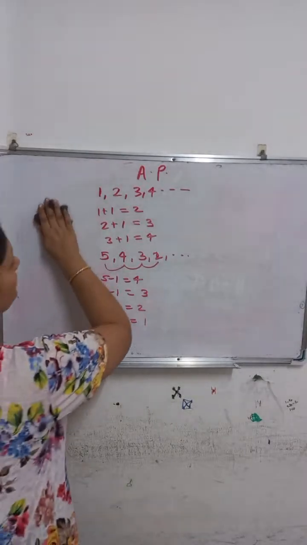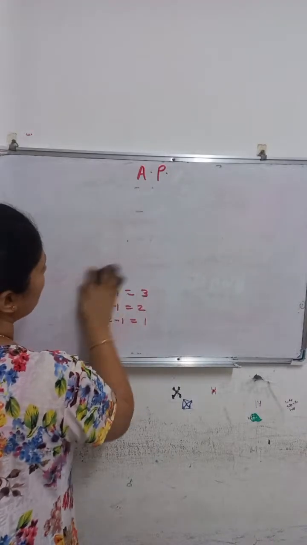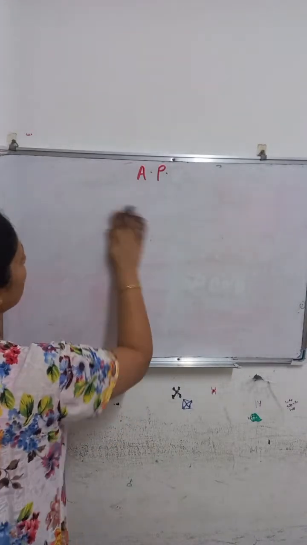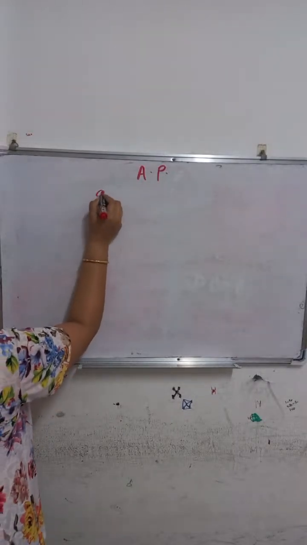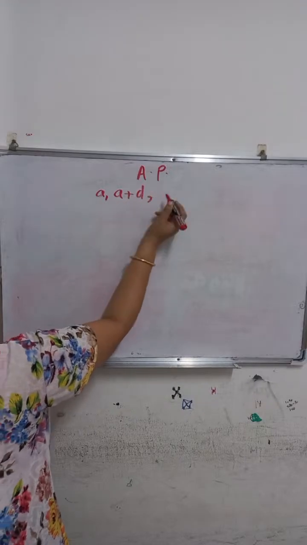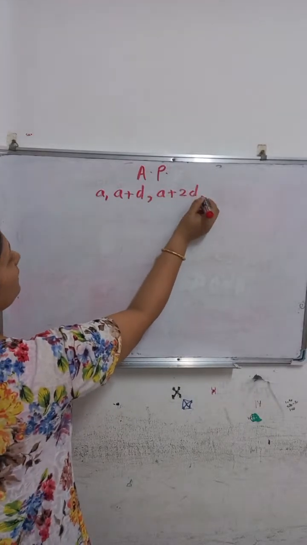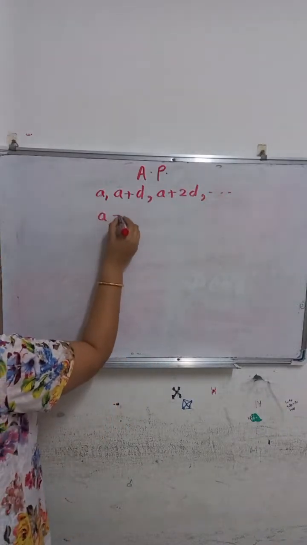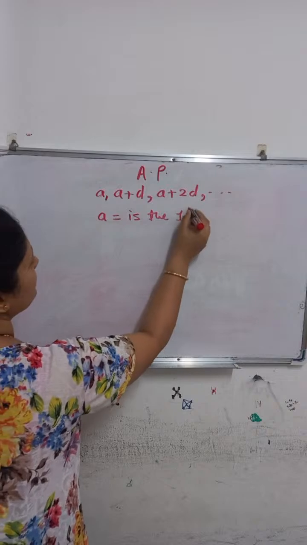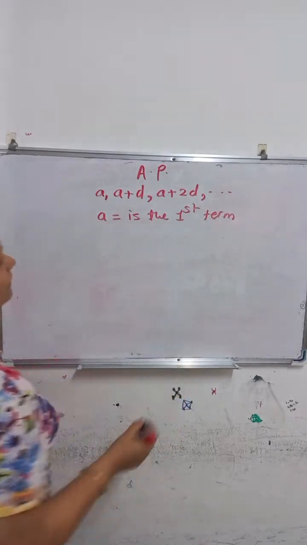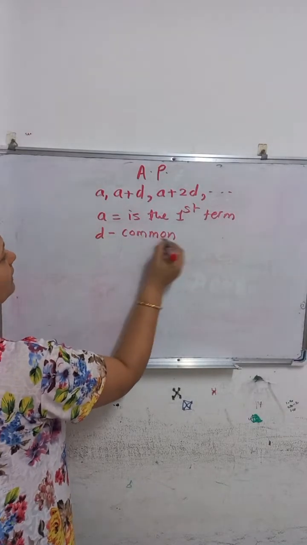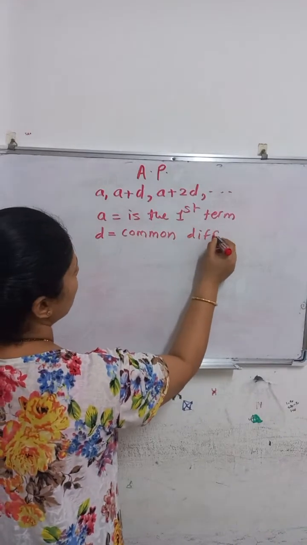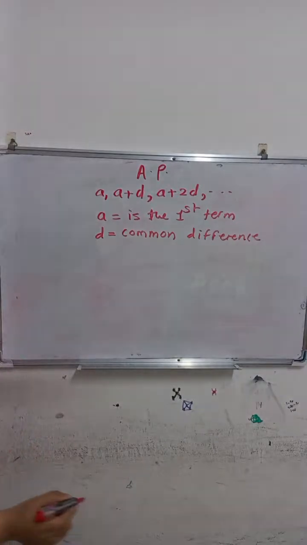We did this in skip counting for lower standards. Here that part is only extended, but here we have some formulas also. In AP, normally AP is denoted as A, A plus D, A plus 2D and so on. Here A is the first term, and D is nothing but the common difference. Can you get this? D is the common difference.